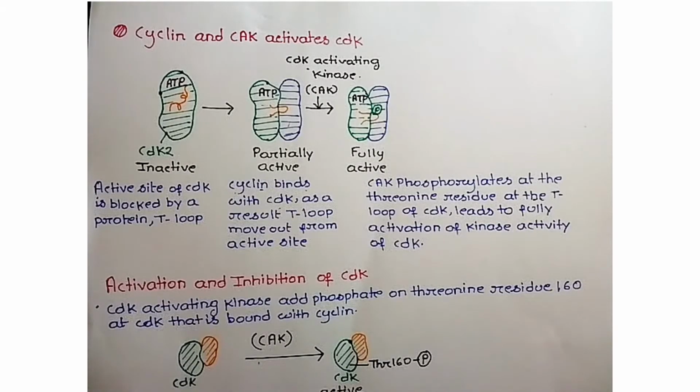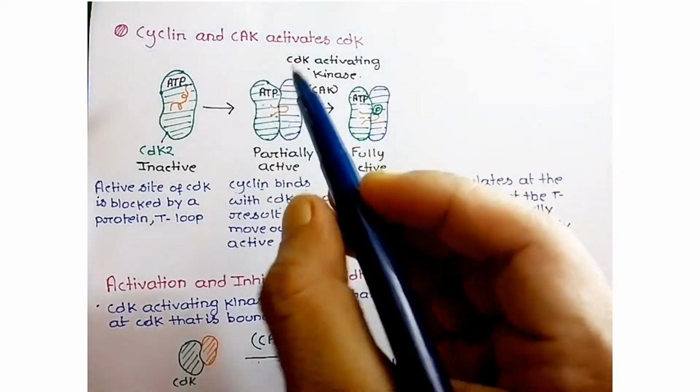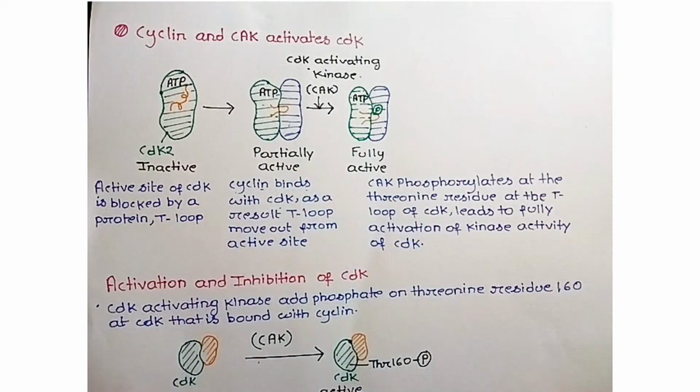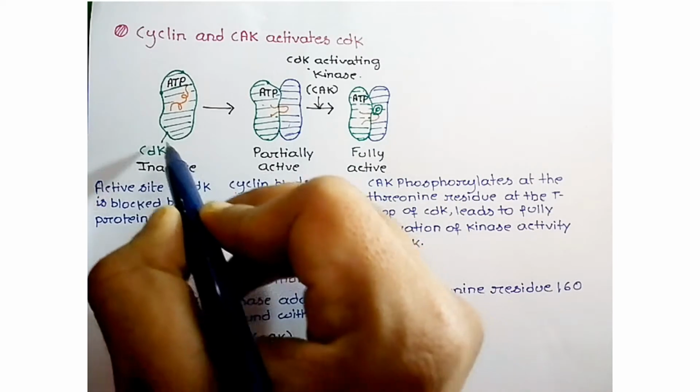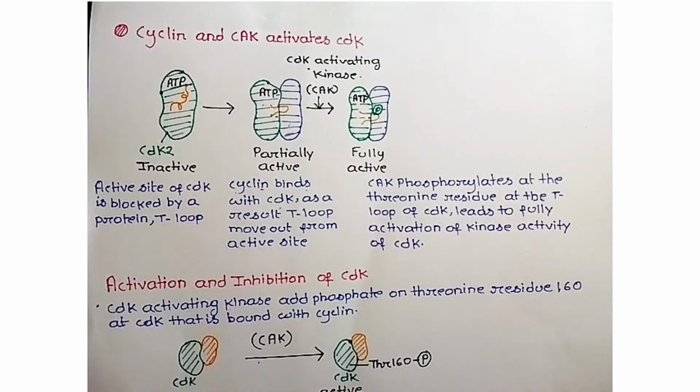CDK is activated by cyclin as well as another important type of enzyme called CAK, CDK activating kinase, which plays a very important role in the activation of CDK. So this is the structure of CDK. We take an example of CDK2.